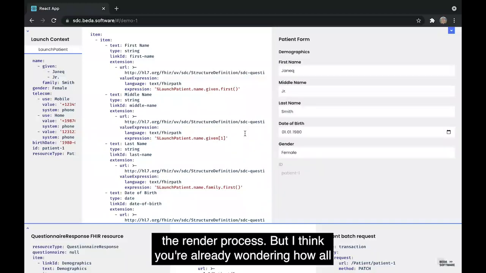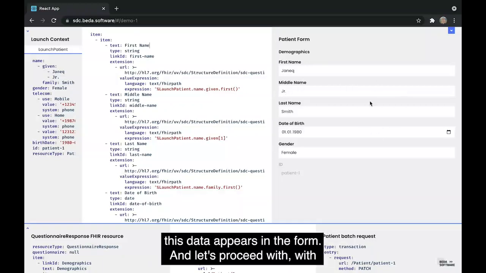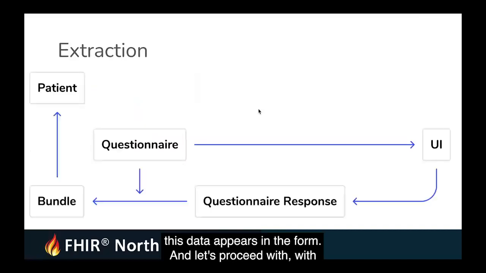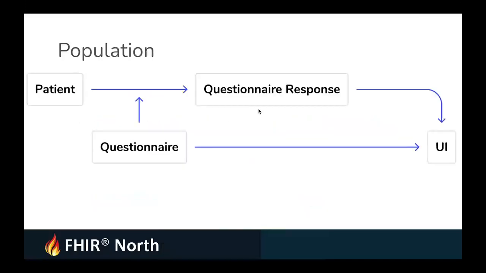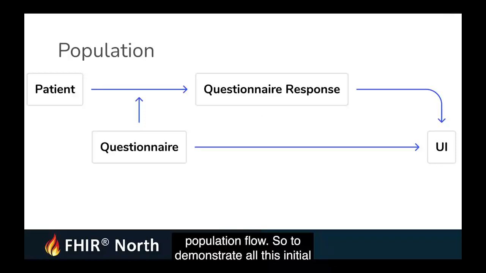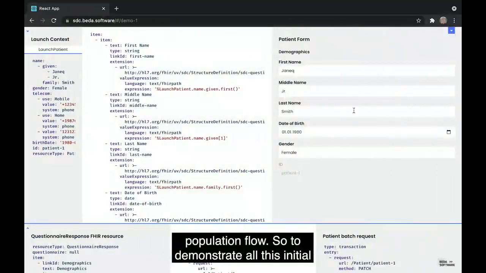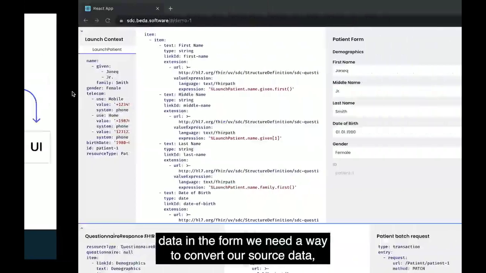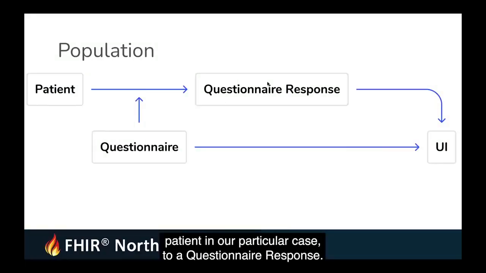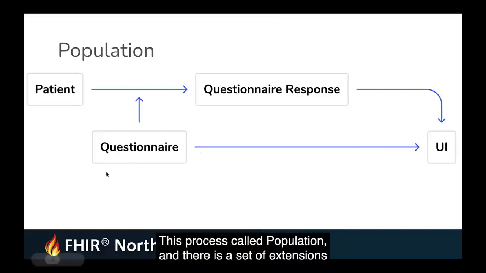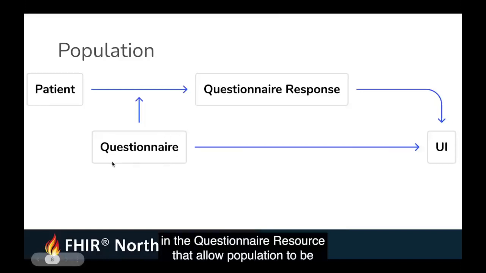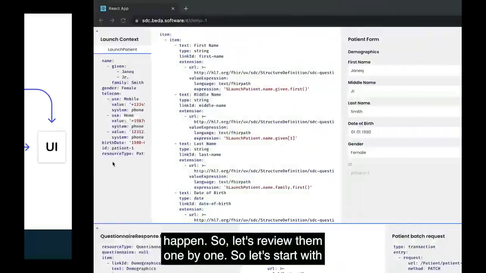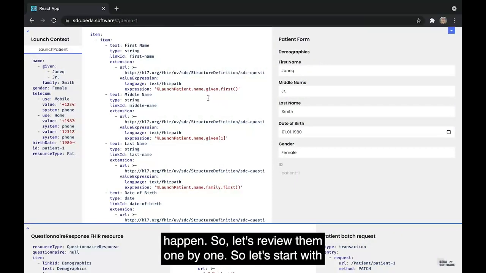But I think you are already wondering how all this data appears in the form. Let's proceed with the population flow. To demonstrate all this initial data in the form, we need a way to convert our source data, the patient in our particular case, to a questionnaire response. This process is called population, and there is a set of extensions in the questionnaire resource that allow population to happen. So let's review them one by one.